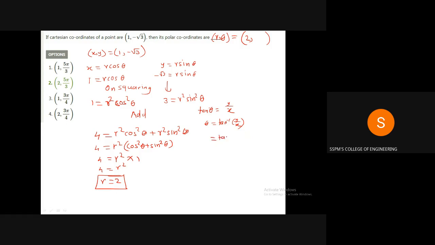It is equal to tan inverse of, what is the value of y? It is minus root 3, and x is 1. So it is tan inverse of minus root 3. We have already used this. How can we find the general solution for this? This theta is equal to n pi plus 2 pi by 3.